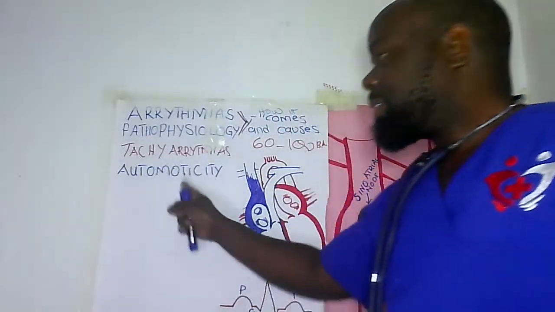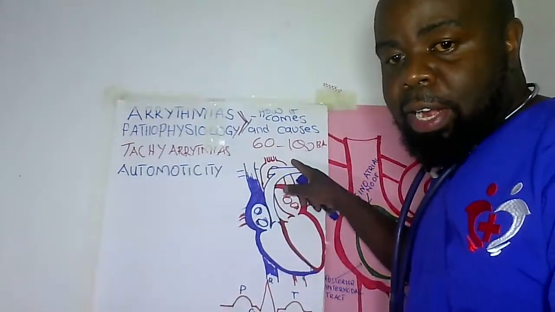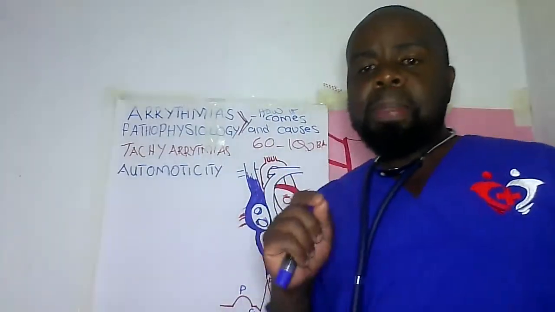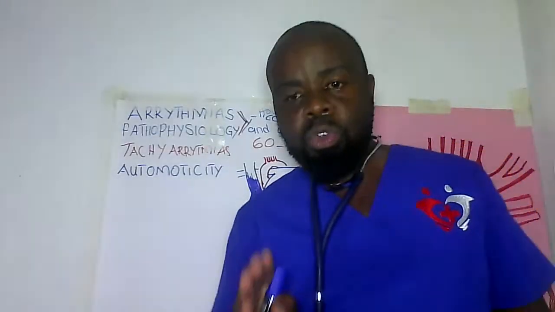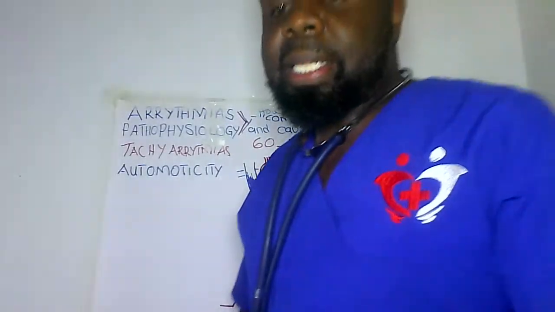So there is this one called automaticity. What is automaticity? The normal way the heart beats and the normal rhythm, 60 to 100. There is something I want us to discuss which is so crucial in the medical field and so crucial in the life of a person. There is something called the parasympathetic system and the sympathetic system.